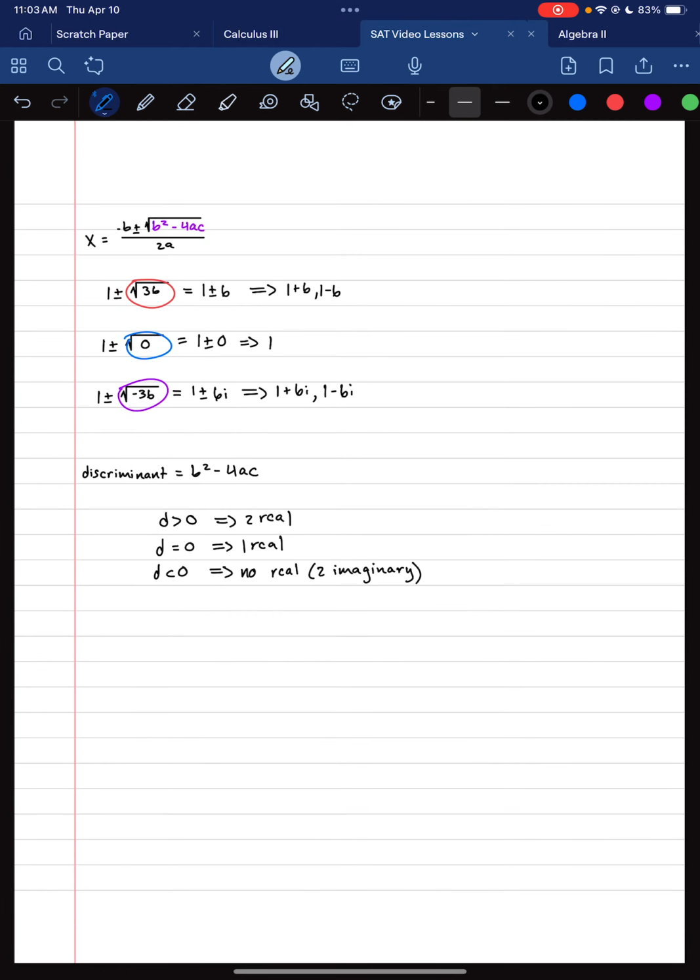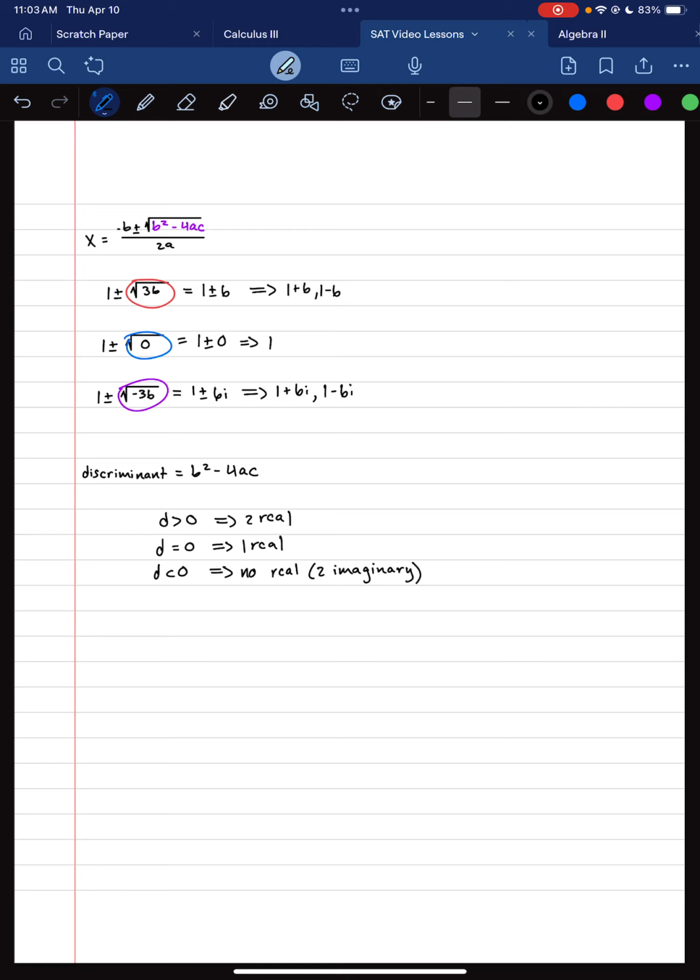So this is a really important thing to keep in mind for the SAT. You'll often see questions where it says, how many solutions does this quadratic equation have, or some variant of that question. So keep this in mind, that whenever you want to know how many solutions a quadratic equation has, you're going to refer to the discriminant.